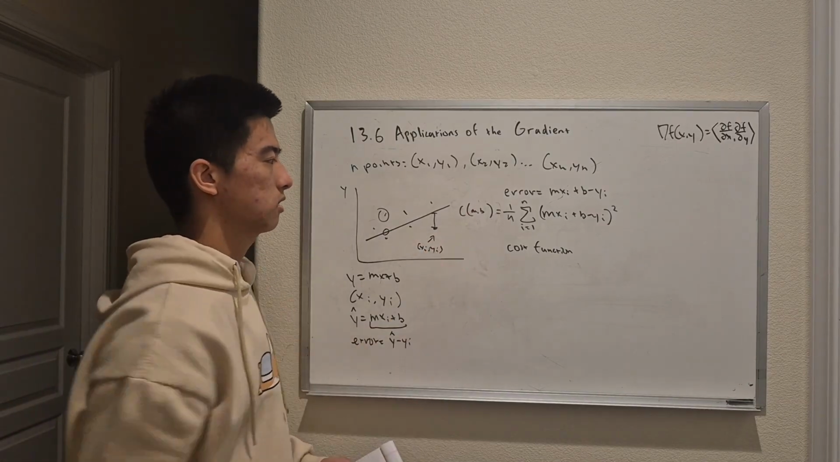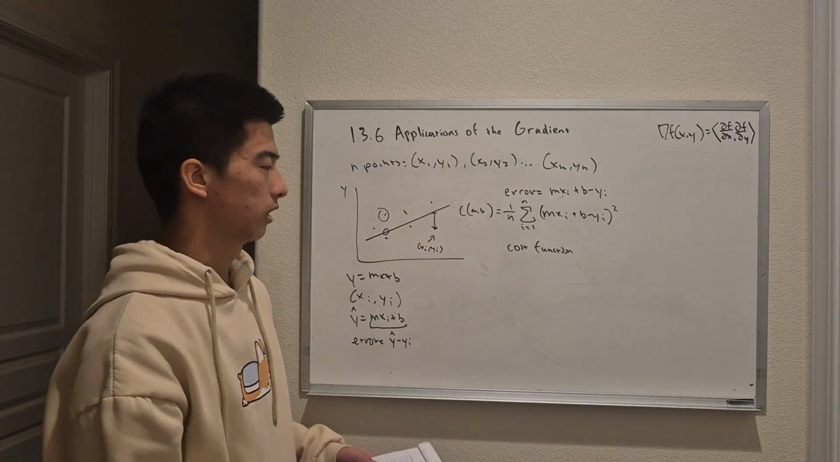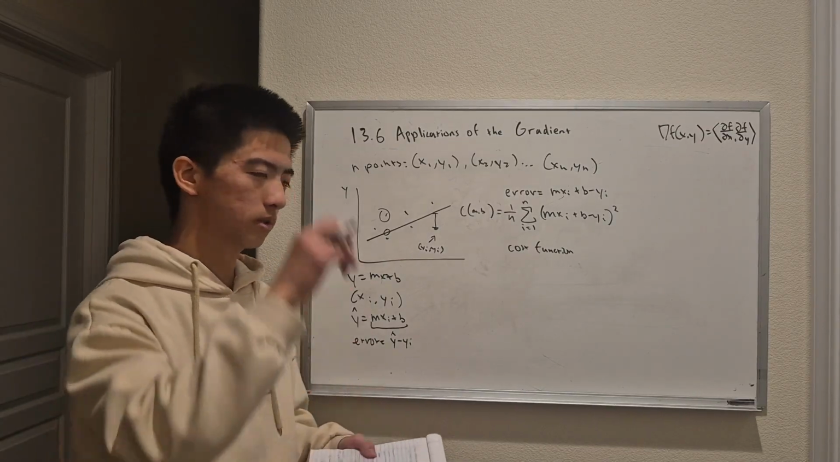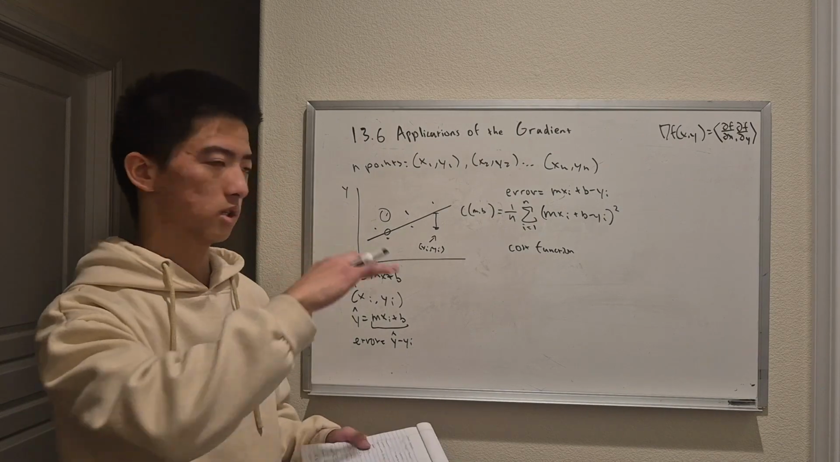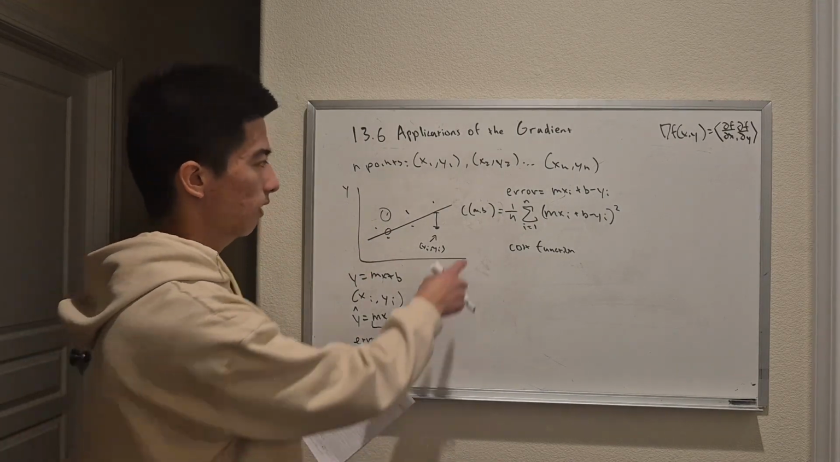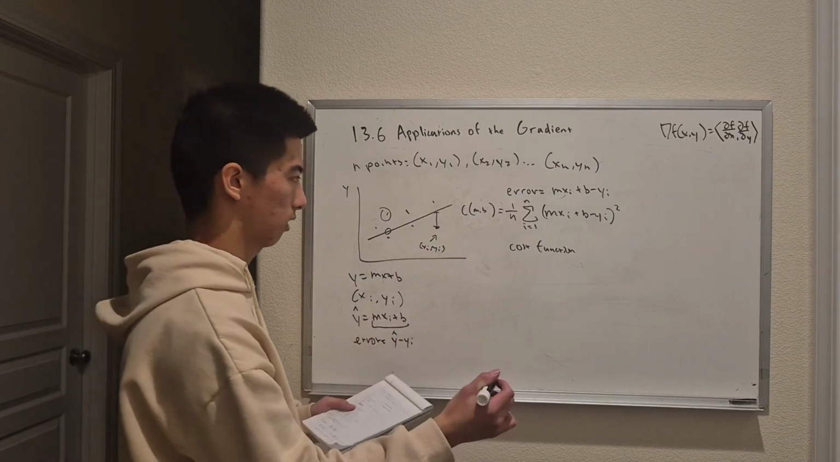Right? So now we have this cost function. With the cost function, if we want the best fit line, we want to lower the cost as much as possible. So we want to find the minimum possible point on this cost function. And the way to do that is with gradients. So let's find the gradient of our cost function.